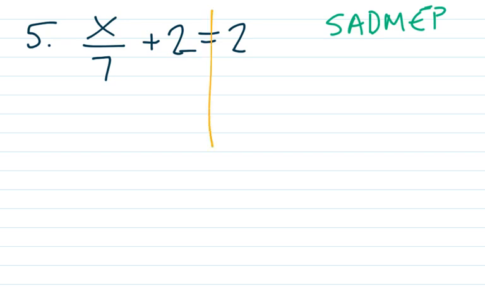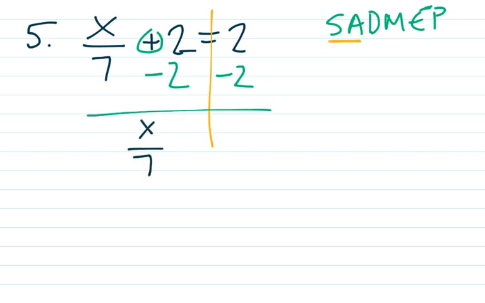So if we go ahead and do it, remember that the first thing we want to do in SADMAP is subtraction and addition, and I see that there's addition here, so we're going to subtract. If we subtract 2 from both sides, we're going to end up with x over 7, but a positive 2 and a negative 2 cancel, and so technically, if you wanted, you could write plus 0, but that seems a little redundant. So our other side is now equal to 0, and so now you get to ask yourself, what divided by 7 makes 0?